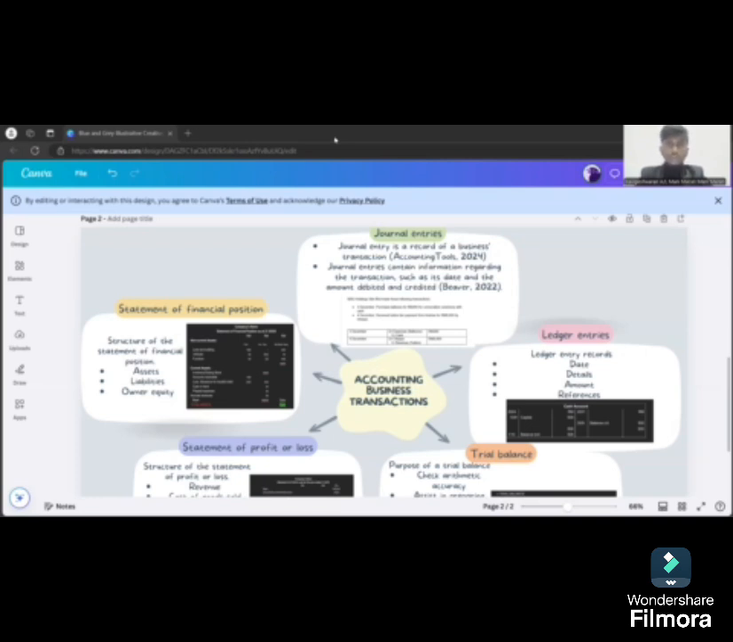Ledger entries have four components. The first one would be date. The date of the ledger entry indicates when the transaction occurred or is being recorded. This helps establish the timeline of financial events for accurate financial reporting and proper periodization.